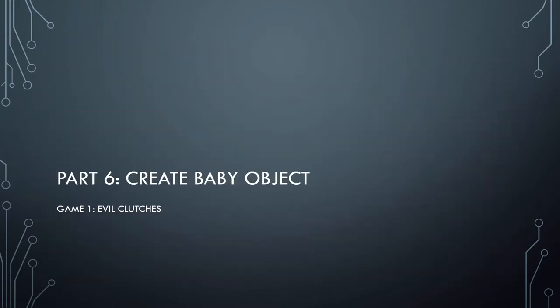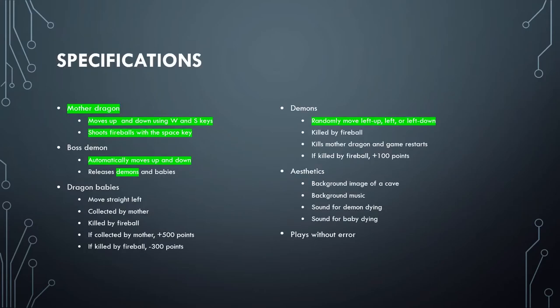In this particular video, you are going to learn how to create the baby object. So far, we have ticked off all of these specifications. That's all the mother ones, most of the boss specifications, and at least one of the demon specifications. We are now going to work on releasing the babies, which will complete the boss specifications, and also making our baby dragons move straight to the left.